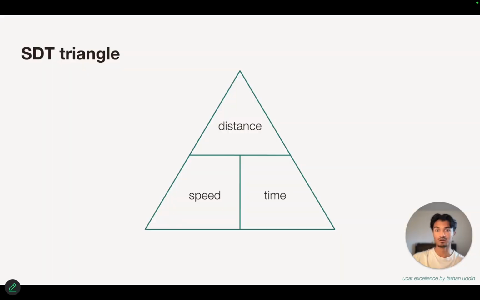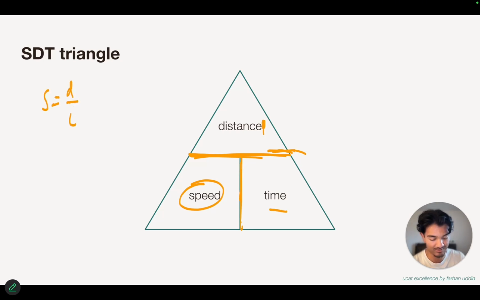So here it is. It's basically a triangle to help you remember the formulas for calculating speed, distance, time. The way I want you to view this triangle is that this horizontal line here is a big division line, and this vertical line here is a multiplication. So if we want to solve for speed, that looks like distance over time. So speed equals distance over time.